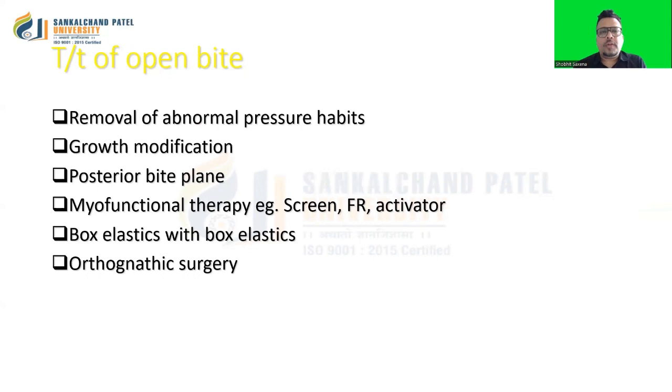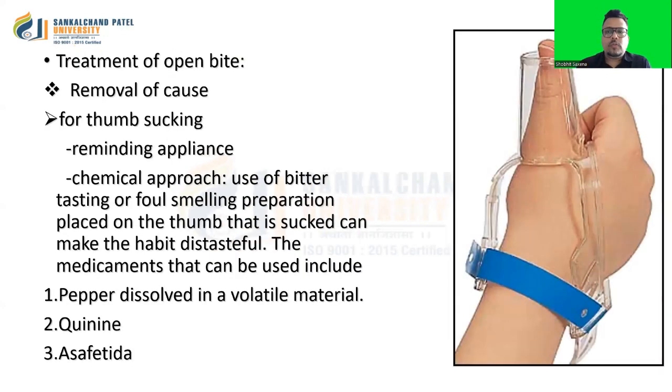Second comes the growth modification. If the patient is growing, then various myofunctional appliance therapy can be given to the patients. Then posterior bite planes, myofunctional therapy, as we already discussed, box elastics, and finally orthognathic surgery. So we'll see one by one.